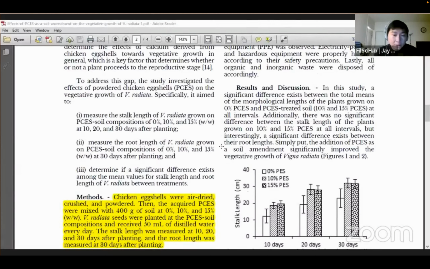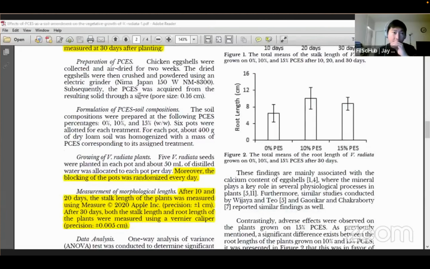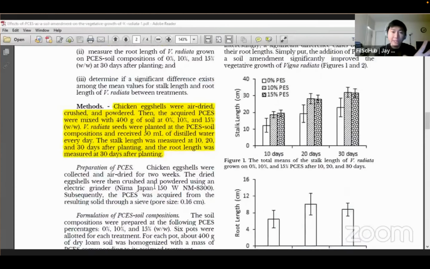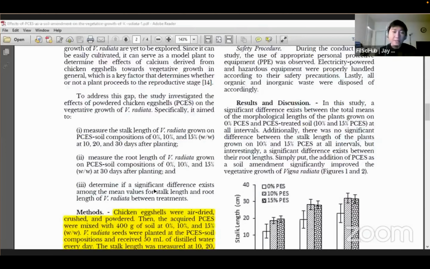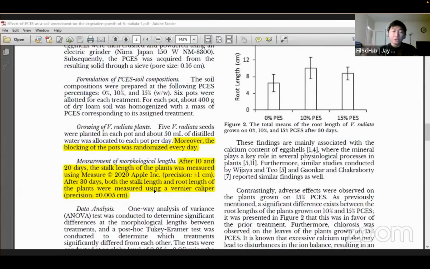Ayan po. So, sinasabi po nila dito na yung blocking of the plants were, dito pa rin po tayo sa eggshell example. They treated the plants with different concentrations of the chicken eggshells, but they randomized the blocking of the plants every day. Kasi nga po, yung effect ng sunlight might introduce a bias on the plants. Kasi nga po baka yung isang group ang mas naaarawan kaysa doon sa kapila.